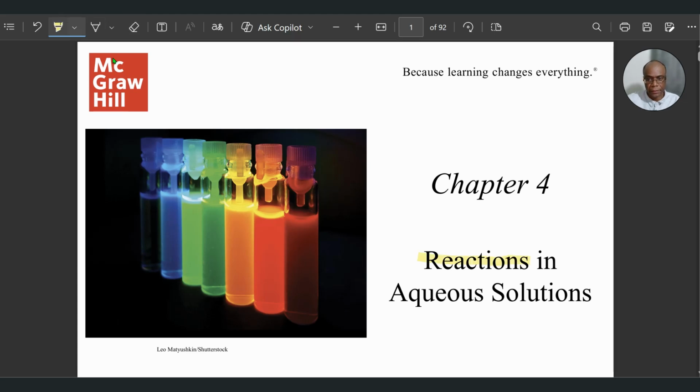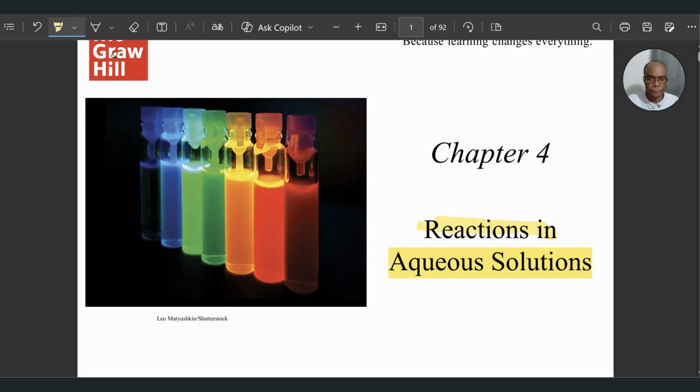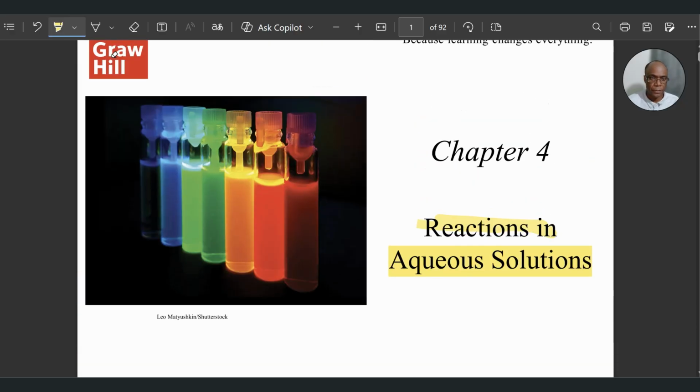Let us discuss reactions in aqueous solutions. This is chapter 4. You're looking at brightly colored solutions. There could be a reason for that, which is reactions in there that are creating the emission, or causing the emission, of all those different colors. But let's discuss on this.